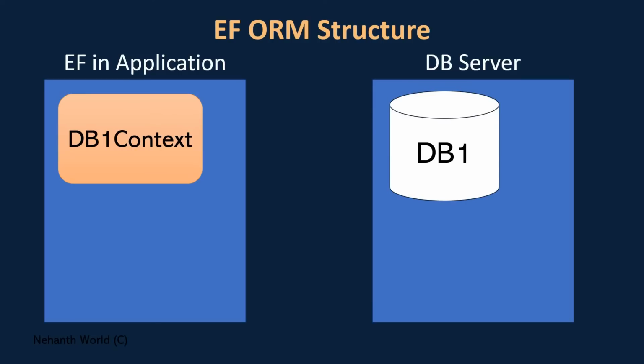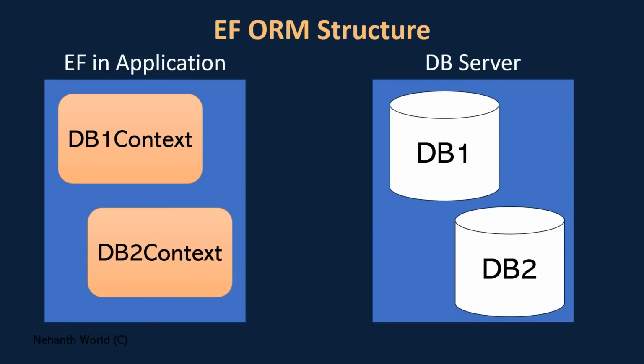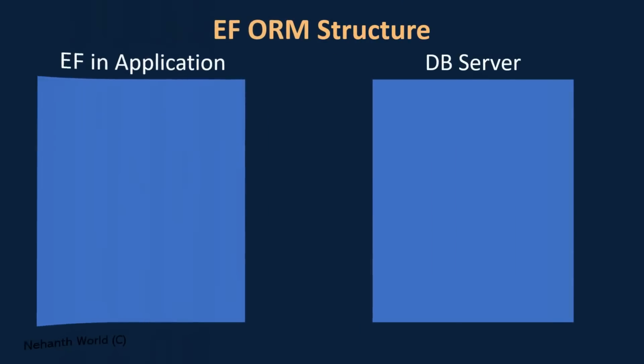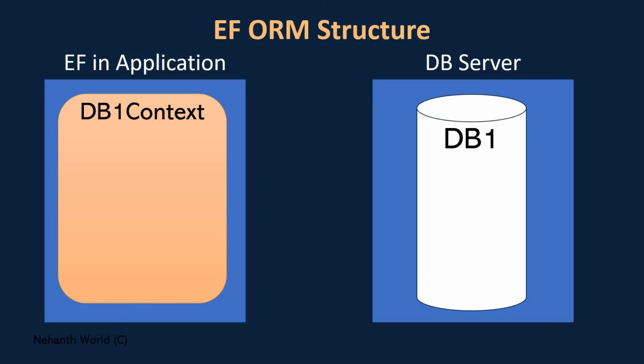And suppose the DB server has another database. If you want to use that second database also in your application, you have to create another context file for that second database. So you cannot use the same context file for multiple databases. You have to use separate context files for each DB. Next, there is a database in the DB server. If you want to consume that inside our application using Entity Framework, we have discussed we need a DbContext file, or class. So this is at the database level.